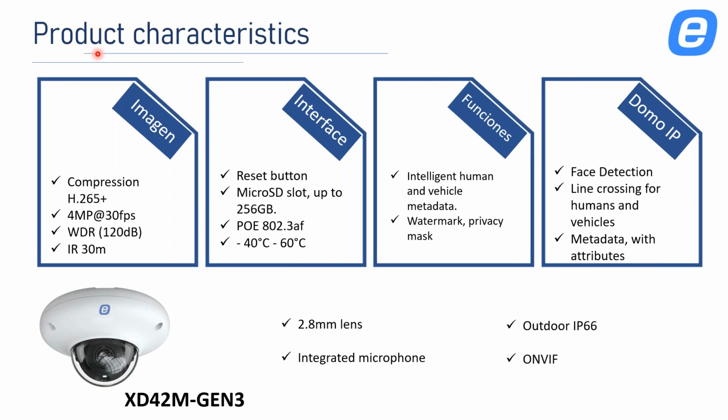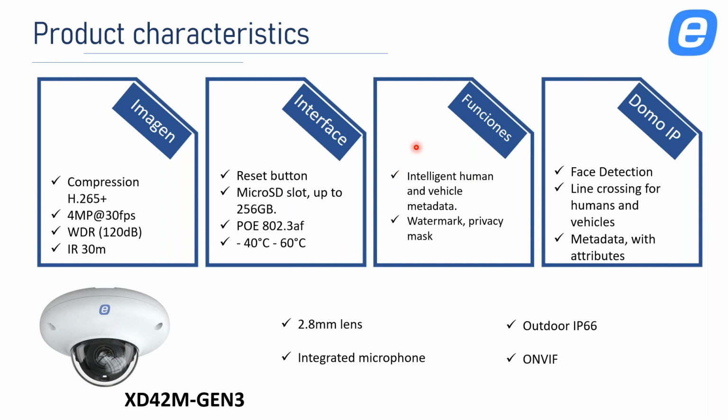This is the characteristics of the camera. It has a compression of H.265 plus. It's 4 megapixels, 38 frames. It has a WDR of 120. Has an infrared of 30 meters. It has a reset button. It has a micro SD slot up to 256 gigabytes, and it has a standard PoE of 802.3 AF.